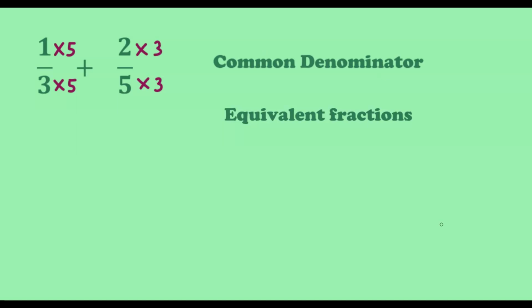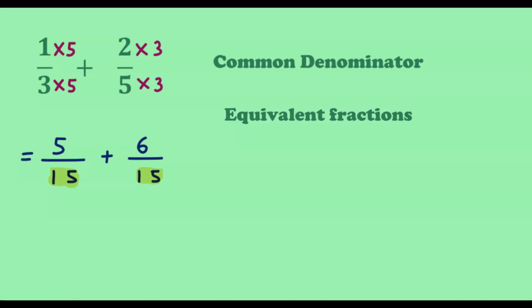So what happens if we do that? We have 1 times 5, that is 5, divided by 3 times 5, that is 15. And with this, we add 2 times 3, which is 6, divided by 5 times 3, which is 15. So now what do we have? We have two fractions, the denominators of which are the same. Both of them have the denominator of 15.